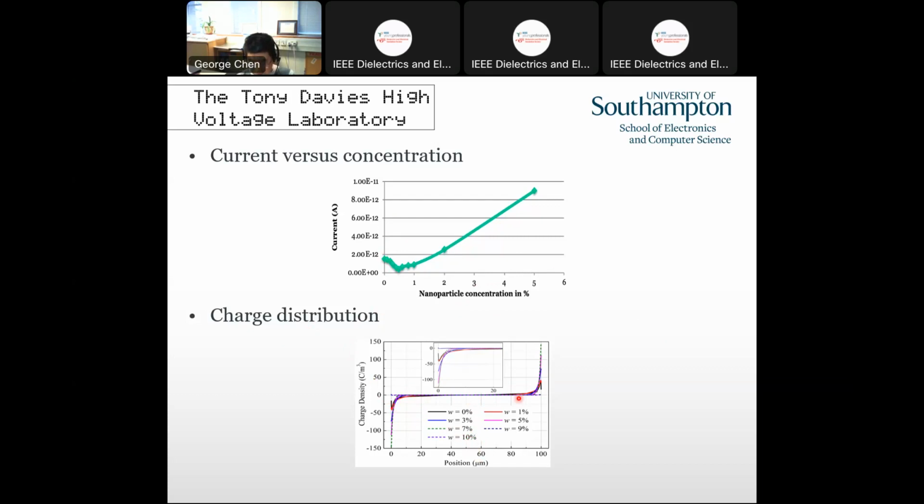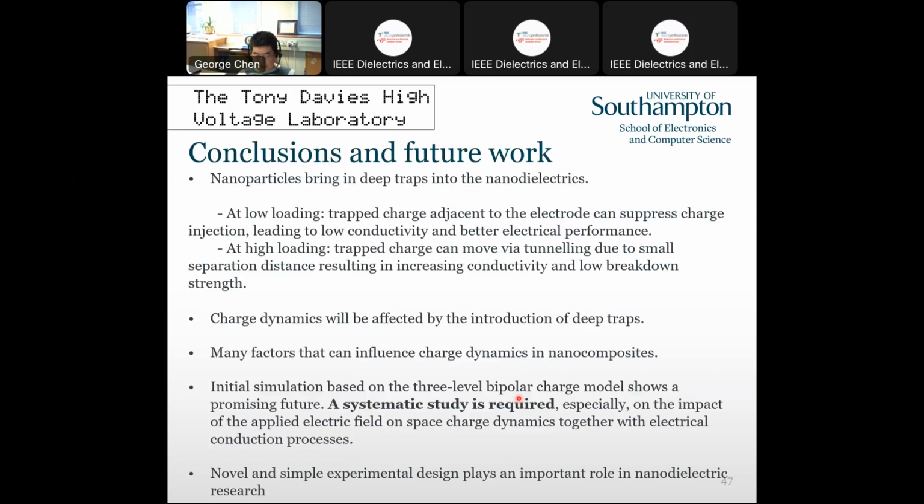At this stage, I would like to draw a few conclusions based on the above presentation. The nano-dielectrics show a huge potential in future application in terms of their impact on the charge characteristics. And we can say the nanoparticles bring deep traps into the nano-dielectric material, and at a lower loading ratio, you are typically leading to better electrical performance, and at a high loading ratio, you may see an increase in the conductivity and a lower breakdown strength.